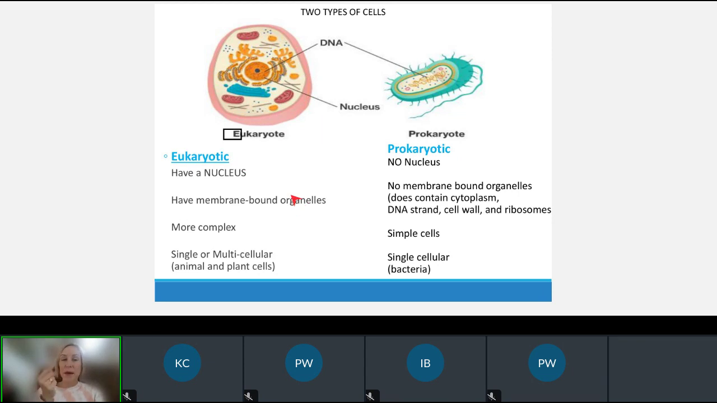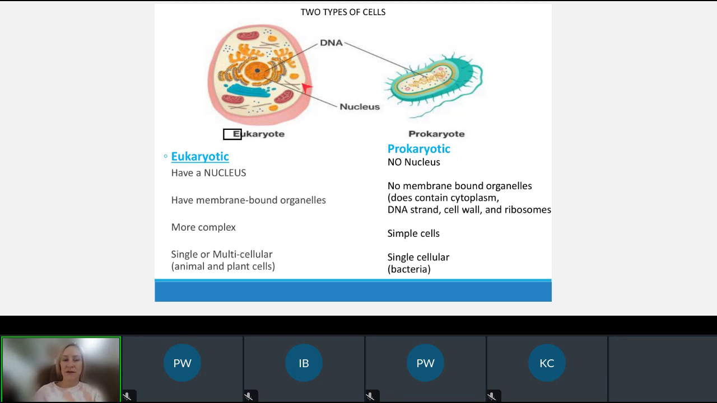Remember that when we talked about lipids making the cell membrane? All of our little organelles in a eukaryotic cell have one of those little membranes around them. Eukaryotic cells are more complex. Prokaryotic cells are simple.